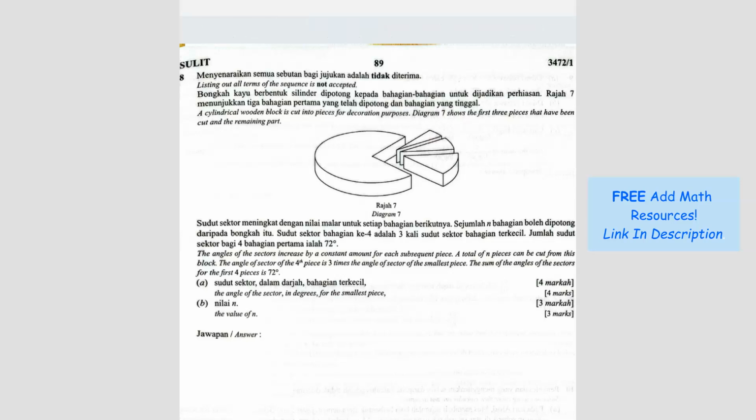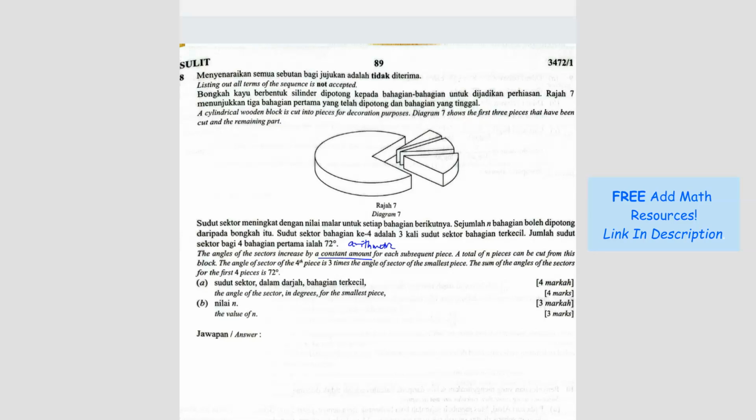Question number 8. The cylindrical wooden block is cut into pieces for decoration purposes. Diagram 7 shows the first 3 pieces that have been cut and the remaining part. So the angle of the sector increased by a constant amount. They're saying constant amount, so I can assume it is arithmetic. Okay, arithmetic progression, because you're increasing a fixed amount.